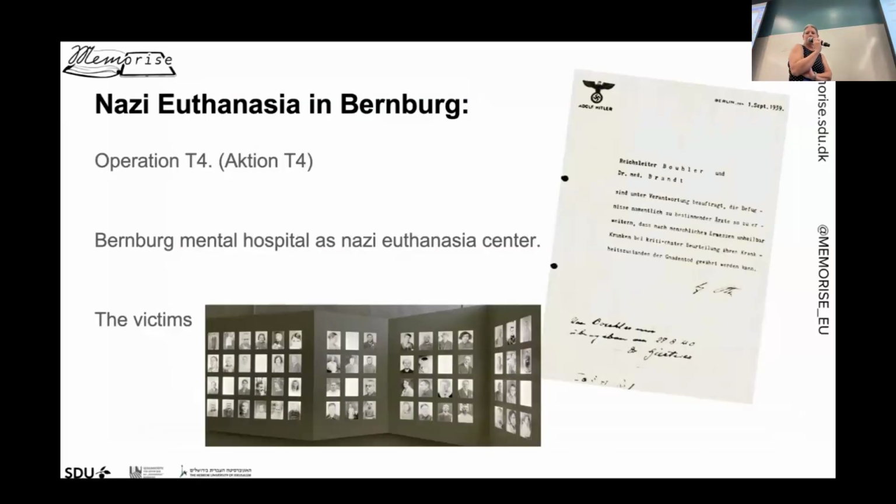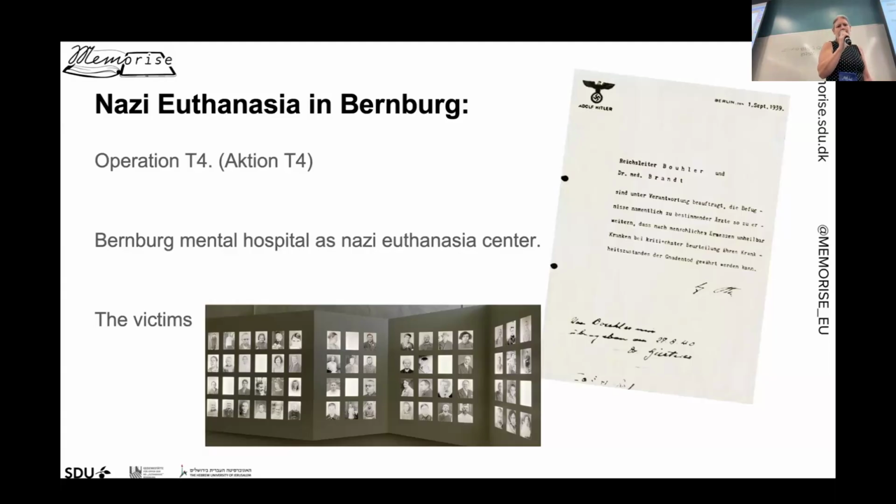Yes, but first I want to tell you about the history behind the Euthanasia Center in Bernburg. It was during World War II when the Nazis were in Germany, and they decided on this Operation T4 or Aktion T4, which was actually named after the address in which it was made, Tiergartenstraße number 4. And the letter here is on Hitler's own letterhead, and it's actually an operation that allowed doctors to decide if people were having a worthy life or they should be killed, which was the whole idea of the operation.